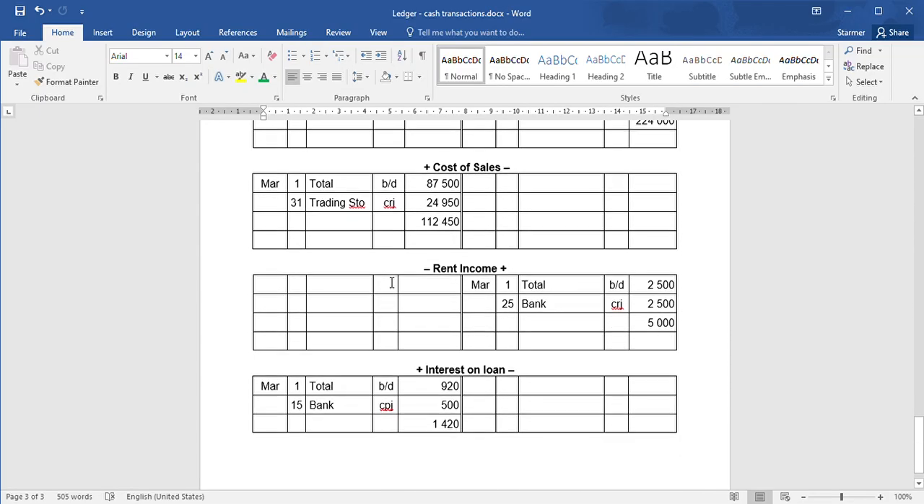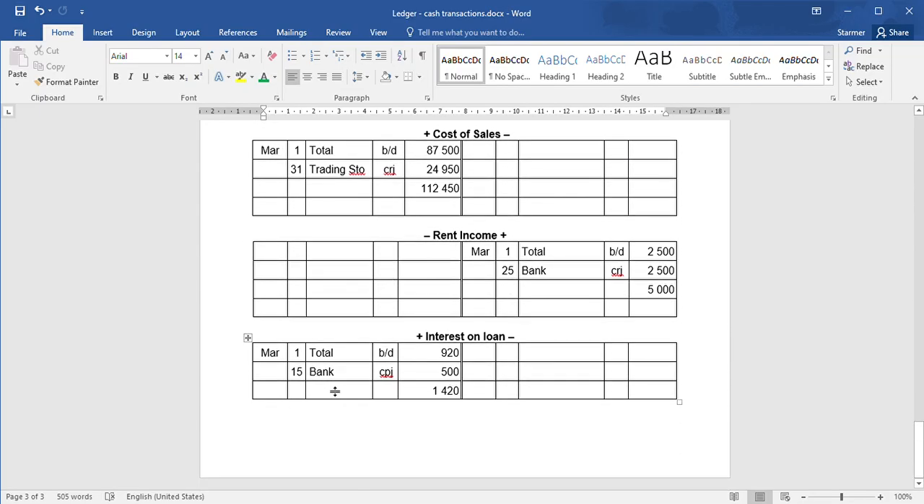Your interest on loan is an expense. You've spent more money on interest. So on the plus side, the date, bank is your other account that changes, and it came from the CPJ.